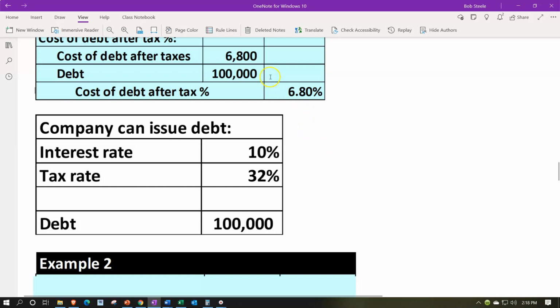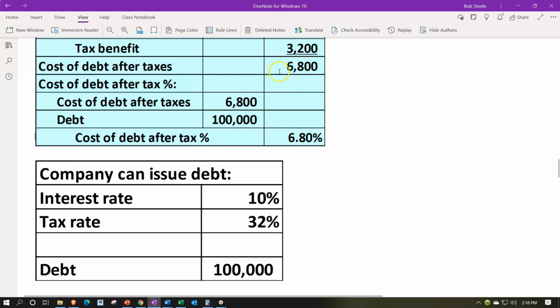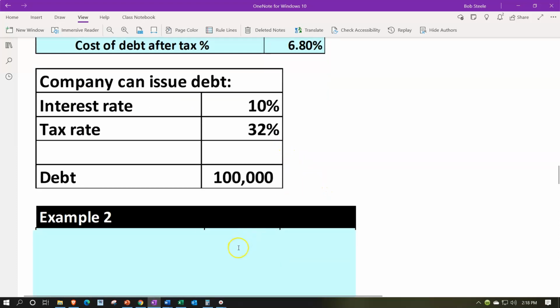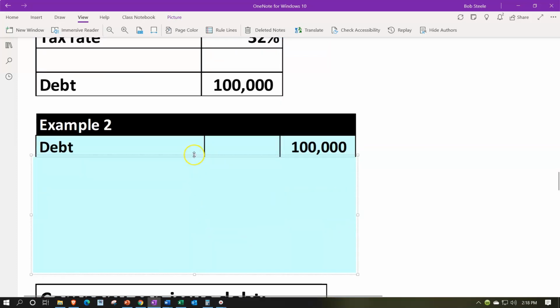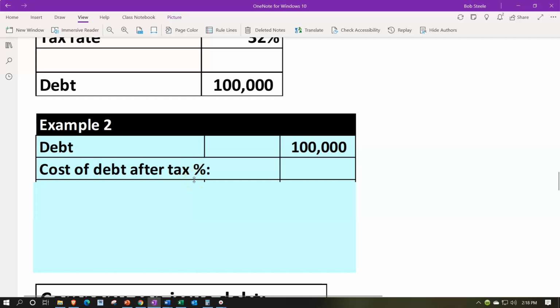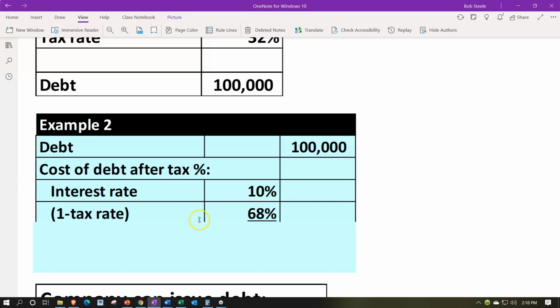Let's do that same thing, the same calculation. I'm going to try to get to this number now, the 6,000, but use our quick formula to get there. So if we say the debt is that 100,000, instead of doing that two-step method, I'm just going to multiply times the cost of the debt after tax percent, which is the formula of 10% times 1 minus the tax rate, or 100% minus the tax rate, right?